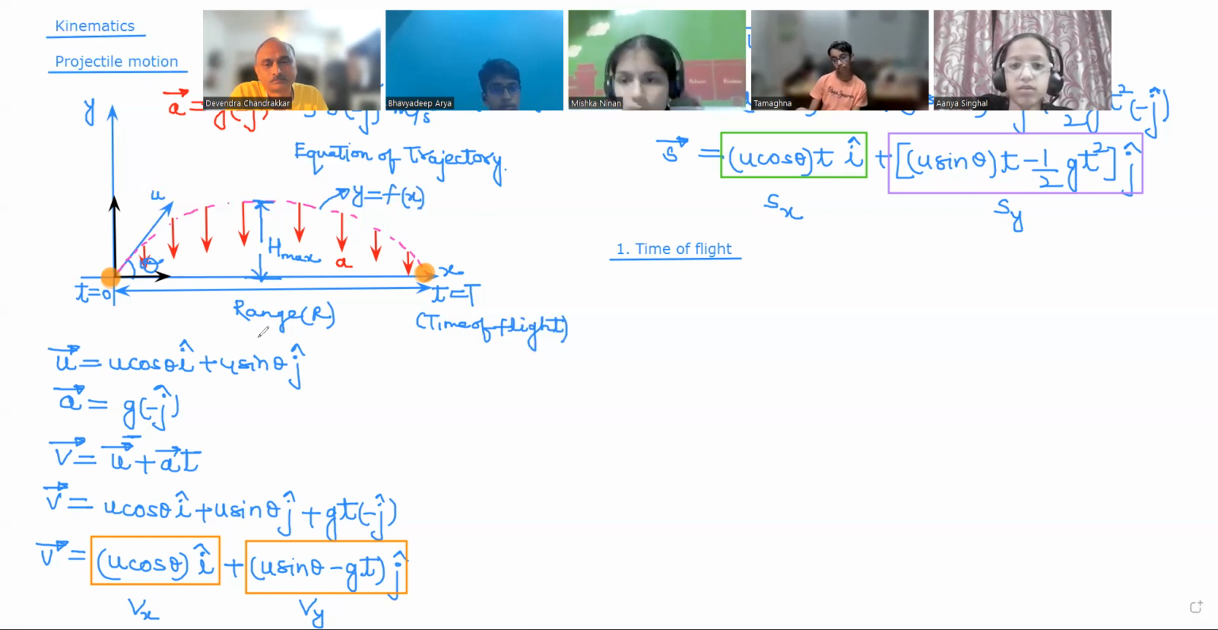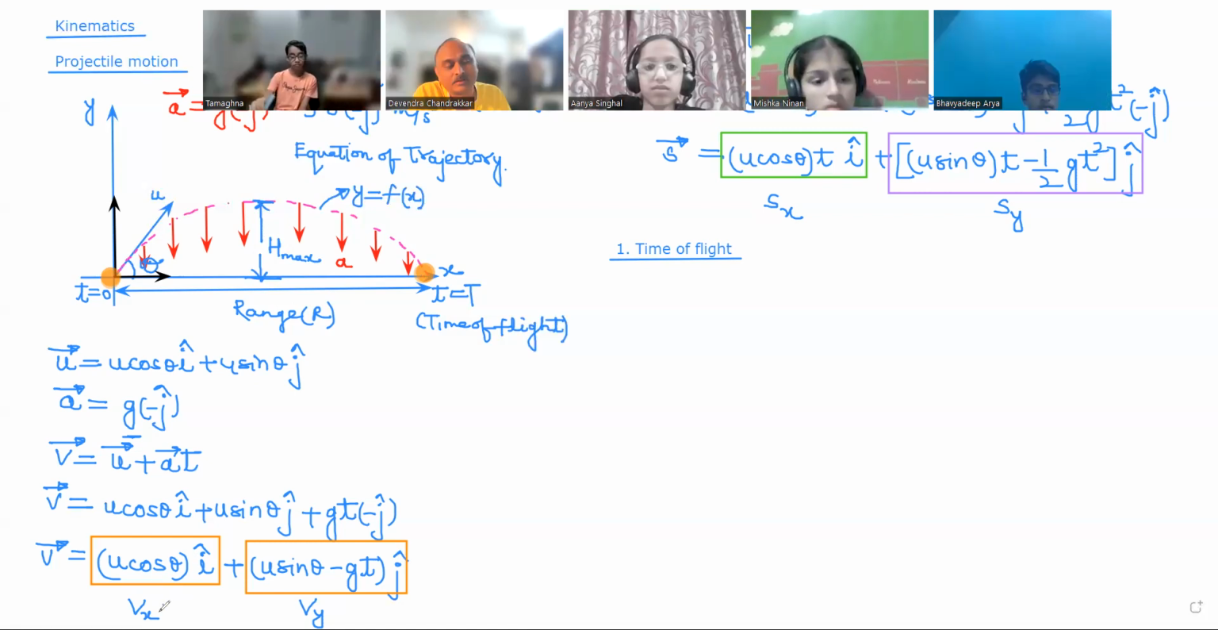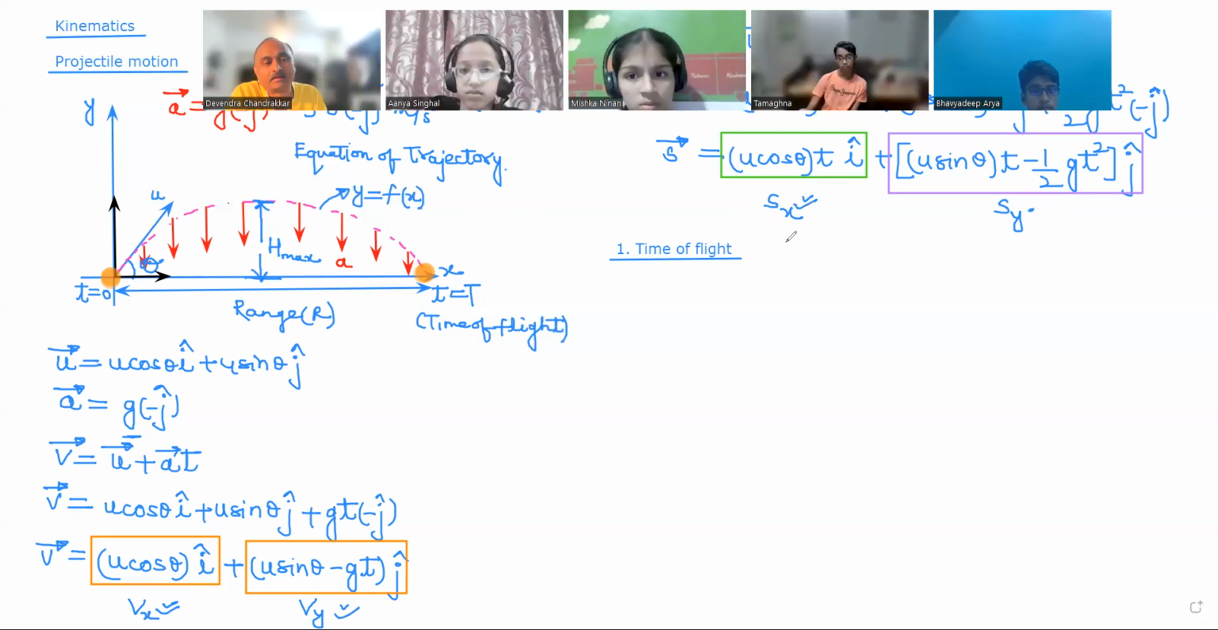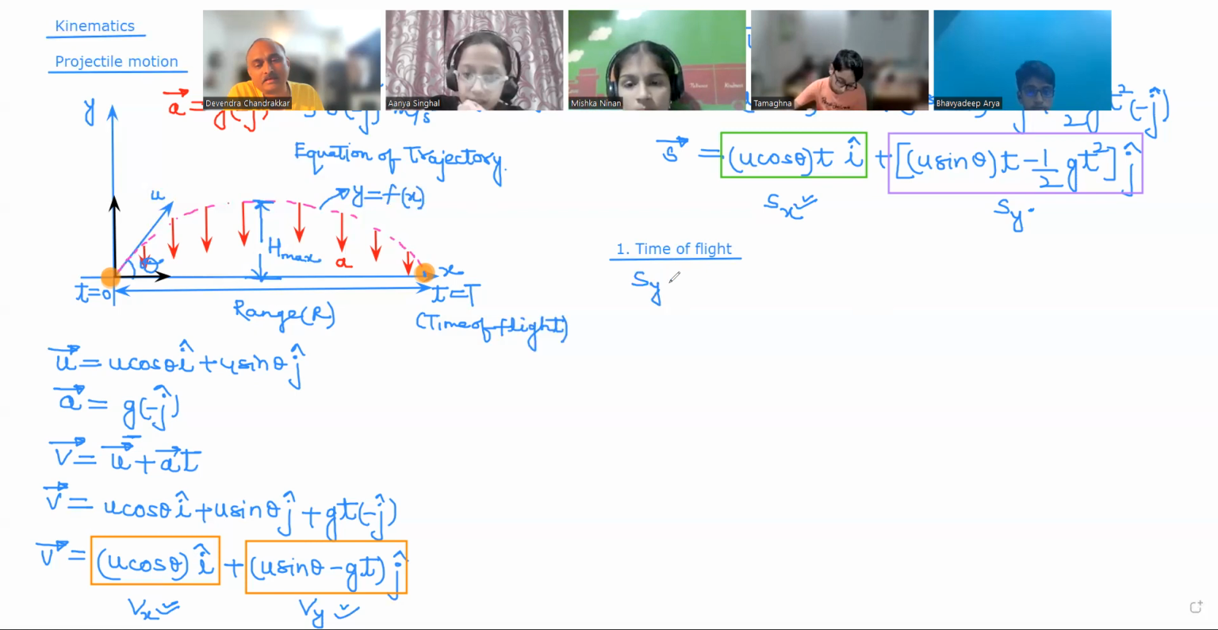Sir, the starting point. No, which of these four is 0? Vx, Vy are not 0, so that is gone. Sx is not 0, that is the range. Sy, displacement along y axis. Can you see that? Yes, sir. Is there any displacement along y axis when the particle reaches this point? No, sir. Got it? So for time of flight, displacement along y axis is 0.